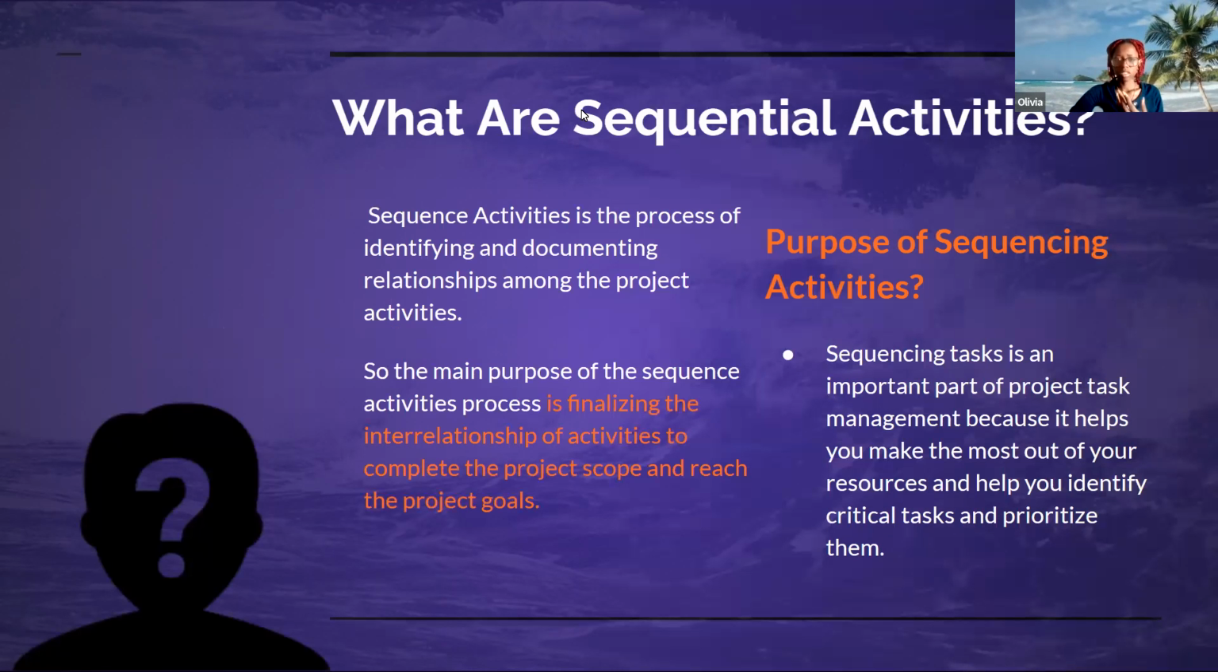So when we talk about what sequencing activities are, it's just a way to identify or document relationships among project activities. So I'm going to be using examples that we experience every day just to make us understand what this really is. And the main purpose of sequencing activities, especially in projects, is to finalize the interrelationship between activities to complete the project scope and ultimately reach the project goal.